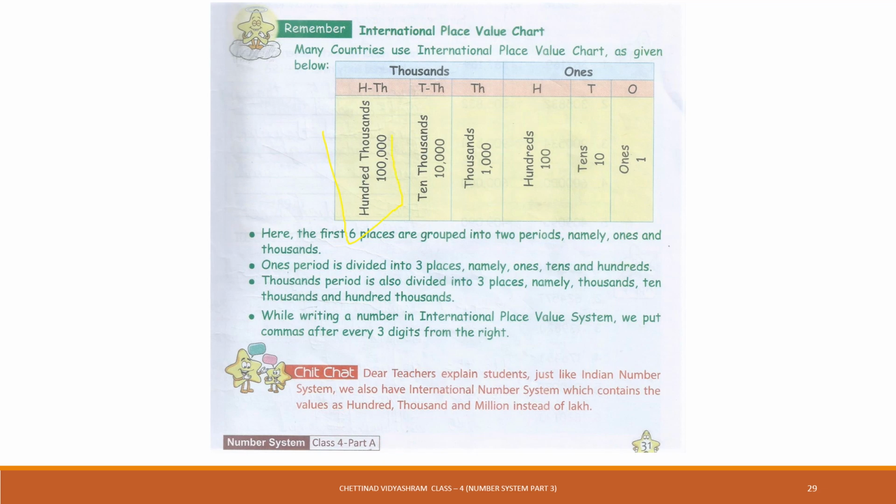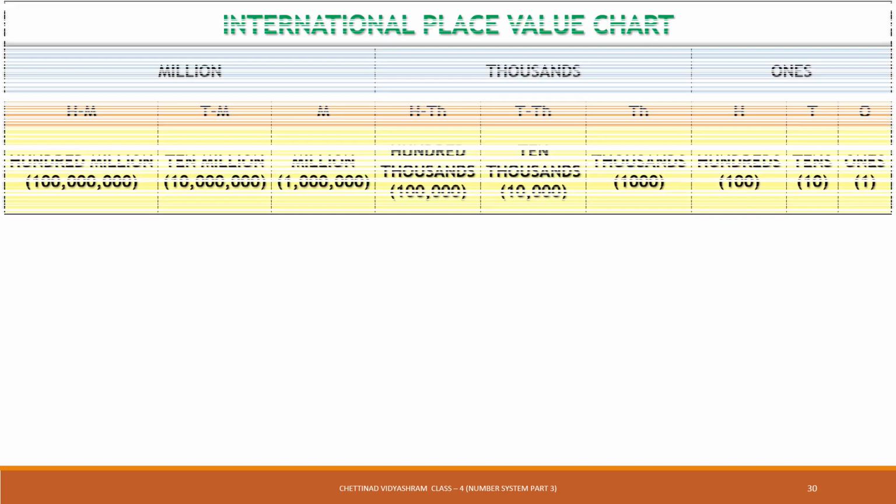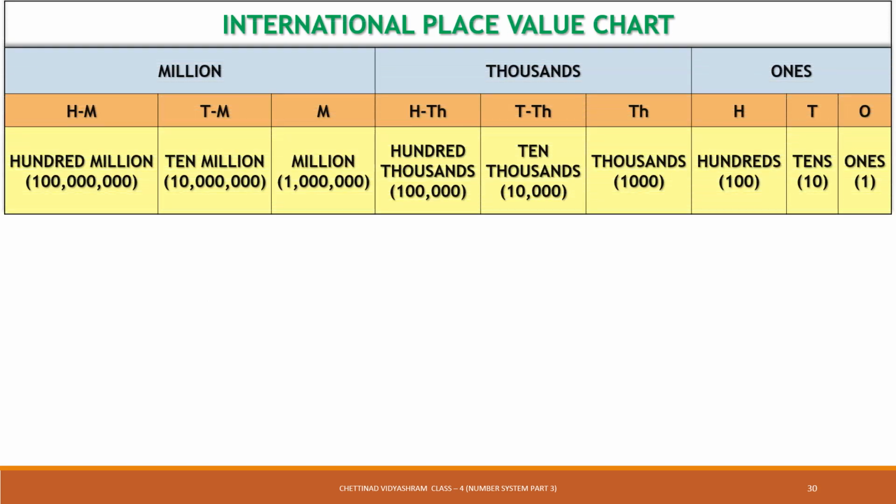100,000. Now what is after 100,000? Let us consider this table. After 100,000 it is million, 10 million, 100 million under the million period. So I repeat, under the ones period, ones, tens, hundreds will come. Under the thousands period, it is 1,000, 10,000, 100,000s. Then after that, million, 10 million, 100 million will come under the million period.